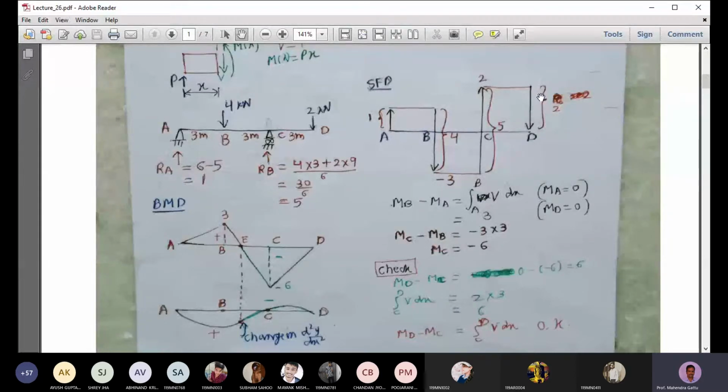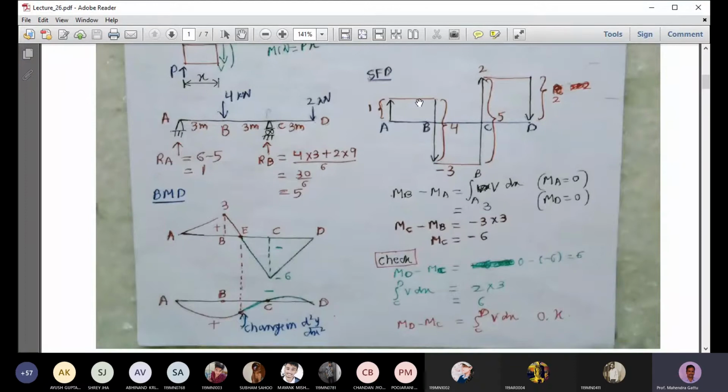And from C to D again there is no distributed load, so it will be constant. And then from the point load downward, 2 kilonewton, it will go downward. So this is the shear force diagram. And once we know the shear force, we can get the bending moment. So at A and C, the bending moments are 0 at the support.